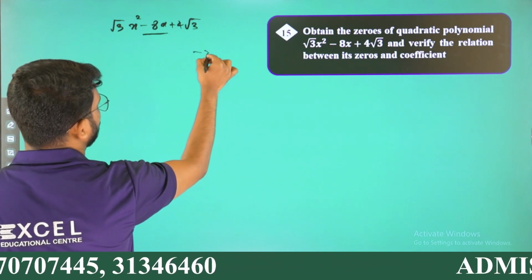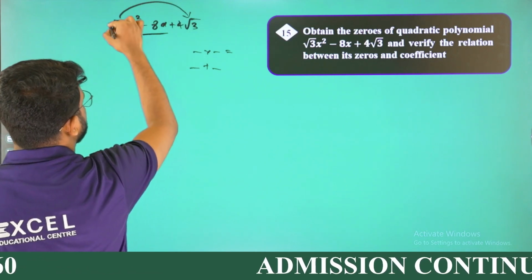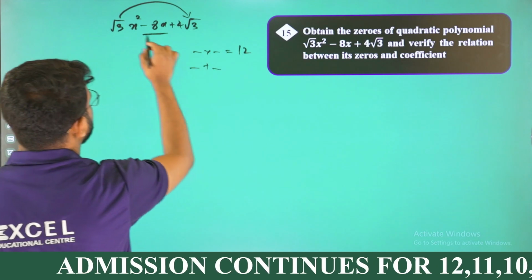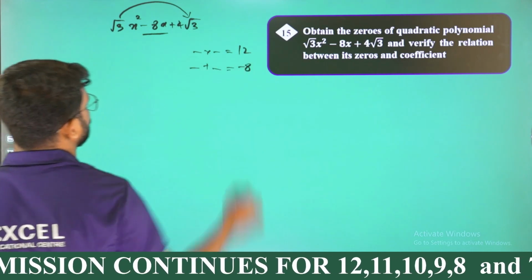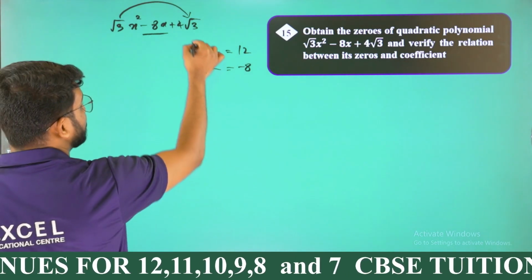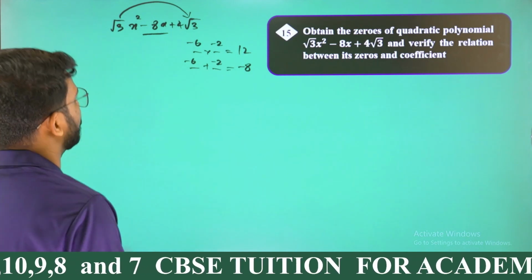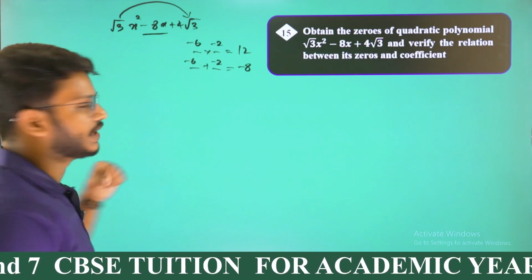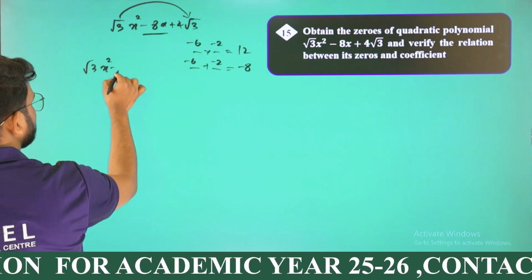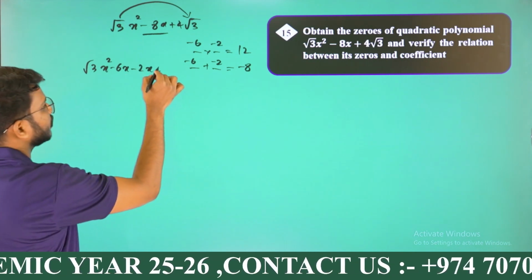So we have to find two numbers, their product and sum. Product is root 3 into root 3, 3 into 4, 12, and their sum negative 8. So which are the numbers? Their product is 12 and sum is equal to minus 8. Yeah, negative 6 and negative 2. Negative 6 into negative 2 become positive 12. So we can write root 3x square minus 6x minus 2x plus 4 root 3.